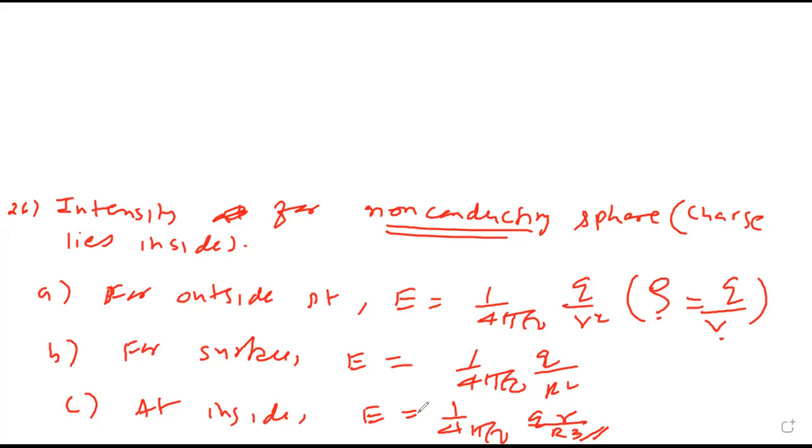So if the point is inside, then E you can see it is proportional to r. Outside, inversely proportional to R square. Copy this 3 point. This is very important. Q r upon capital R.